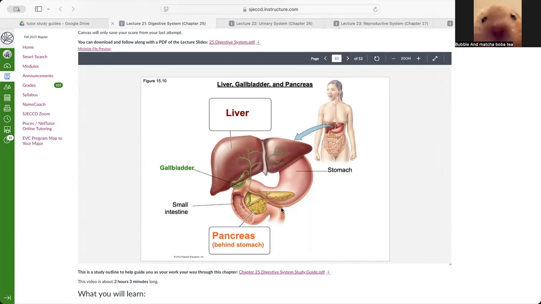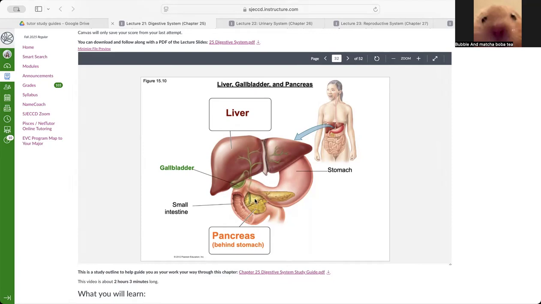We were talking about the liver, gallbladder. Okay. So, let's start. The pancreas has two ducts that carry pancreatic juice to secrete into the small intestine. The main duct is called the pancreatic duct. It joins with the bile duct from the gallbladder to join the hepatopancreatic ampulla. And the opening is called the duodenal papilla.